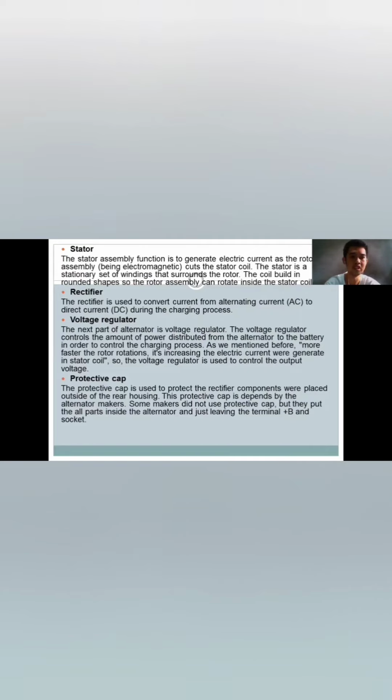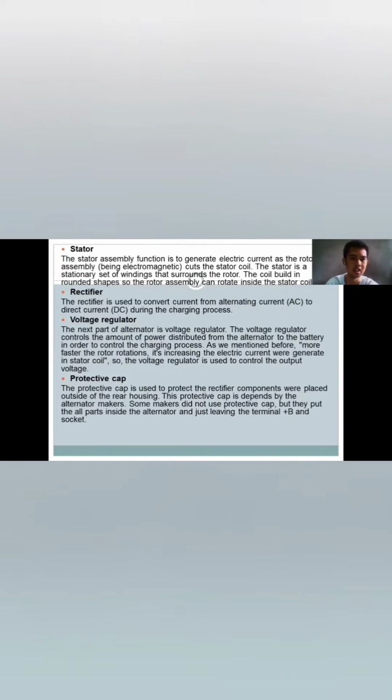Next, the voltage regulator. The voltage regulator is the next part of the alternator. The voltage regulator controls the amount of power distributed from the alternator to the battery, in order to control the charging process. As we mentioned before, the faster the rotor rotation, the more electric current is generated in the stator coil. So the voltage regulator is used to control the output voltage.